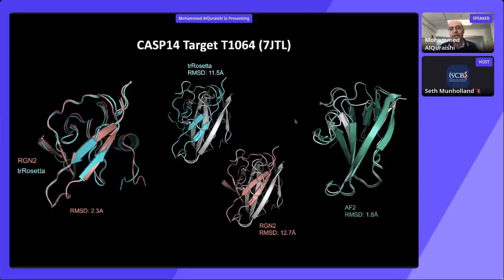Since then, RoseTTAFold, which is a derivative of AlphaFold2, has closed some of that gap with respect to TR-zeta, although not entirely, but certainly closed partially that gap.